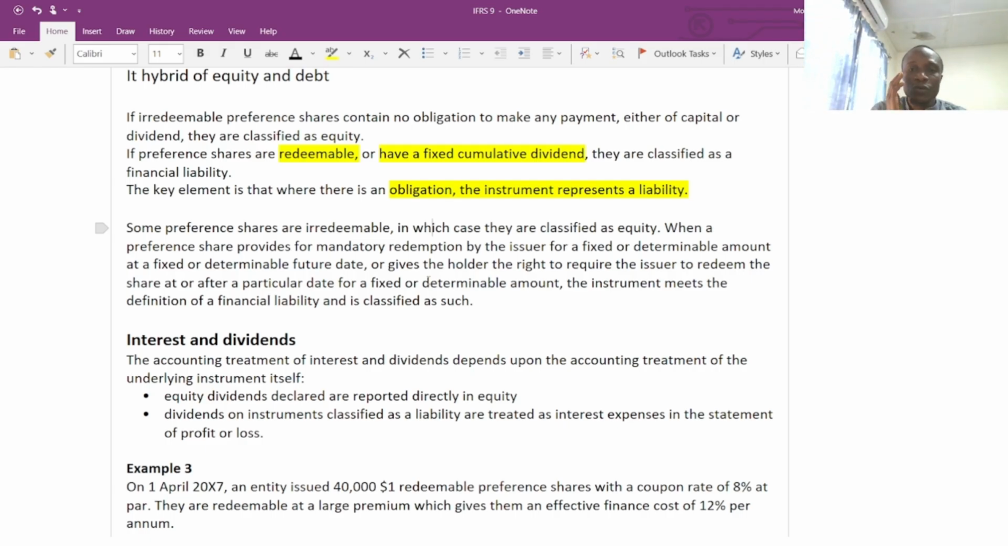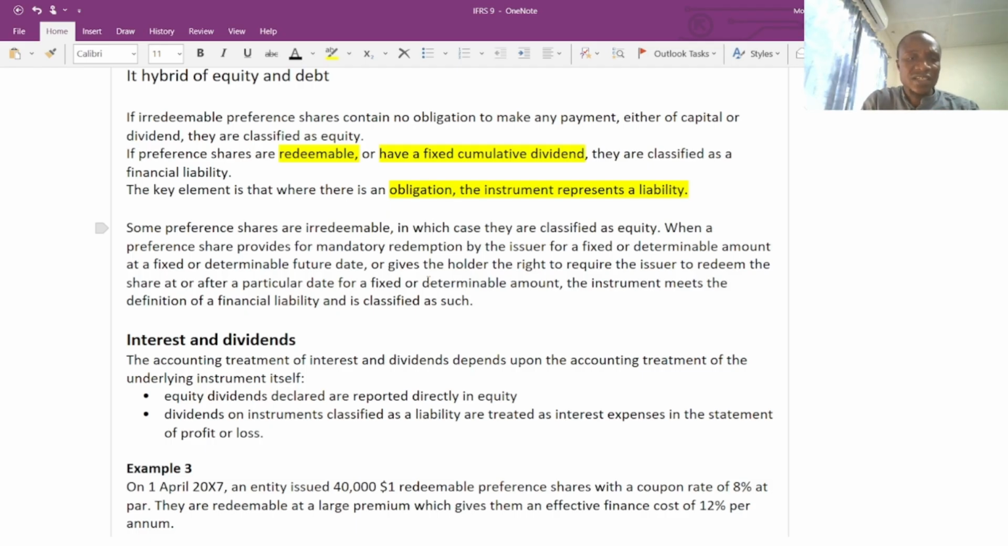So we are going to look at the financial liability aspect of preferential shares under IFRS 9. You just need to distinguish between irredeemable and redeemable. The redeemable, we are going to account for as a financial liability. The irredeemable, we are going to treat as equity. It all depends on the present obligation.